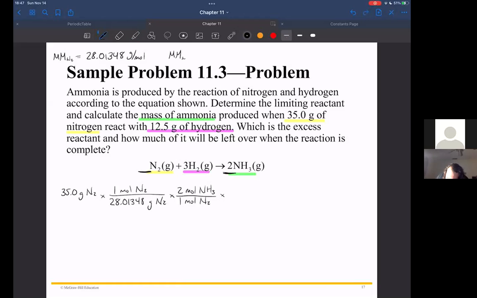So again, I'm going to need the molar mass of ammonia. 1 mole of ammonia has a mass of 17.03056 grams. So I punch that into my calculator. Get in the habit, practice now, of punching it all into your calculator in one line. 35.0 divided by 28.01348, times 2, times 17.03056. And what I get at the end would be 42.5.